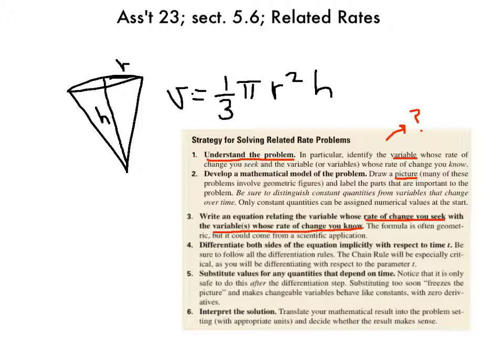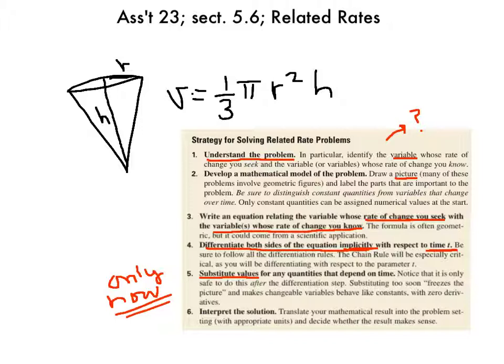Then what you're going to do is differentiate both sides implicitly, and almost always it's with respect to time. And so you should wind up with an equation that has a rate of change or a derivative that you know and one that you're looking for. Then what you do, and only, let me write it down, only now should you substitute any particular values that you have.